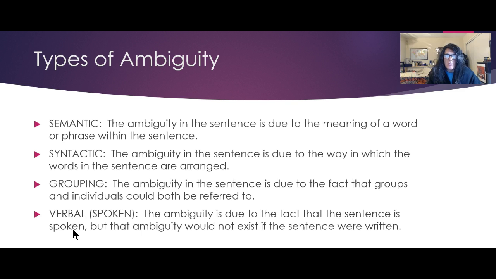And finally, verbal ambiguity, sometimes called spoken ambiguity. By the way, you won't find this in many textbooks. It's just that I think that the emphasis in most textbooks is on reading and writing and not sufficiently on listening and speaking, and so consequently I've introduced this 4th kind of ambiguity. This ambiguity is due to the fact that the sentence is spoken, but that ambiguity would not exist if the sentence were written.